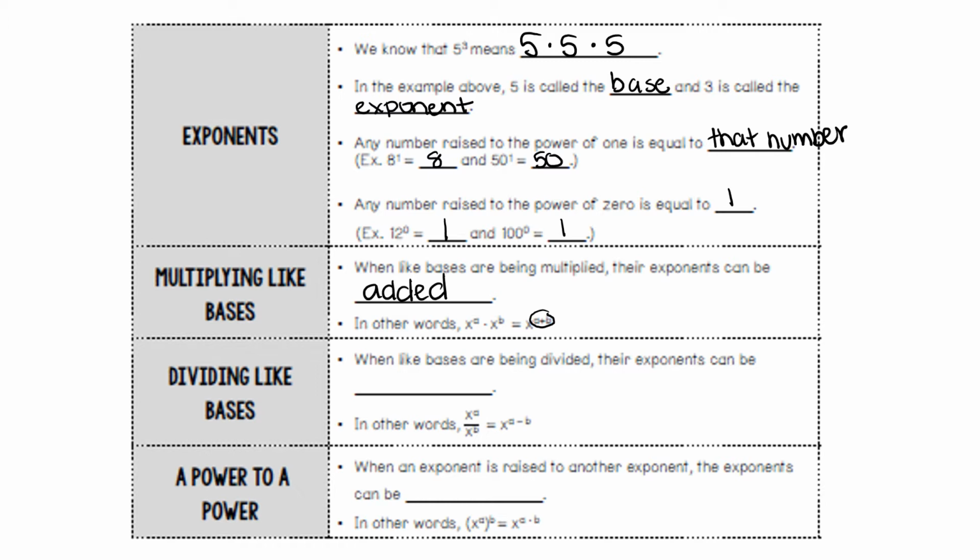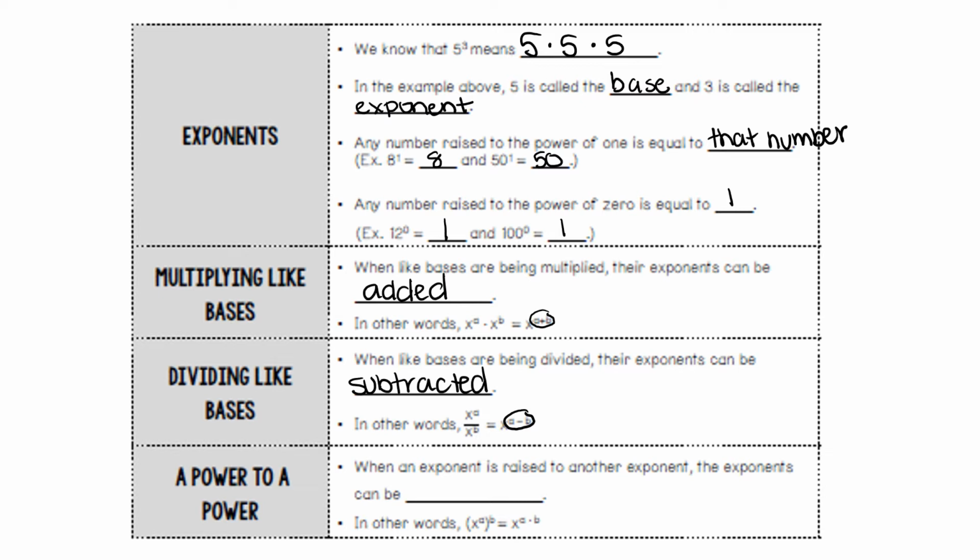For dividing like bases, when like bases are being divided, the exponents are going to be subtracted. So again, they give us an example. We have an a exponent and we have a b exponent, and we would subtract those numbers to get our final exponent power.